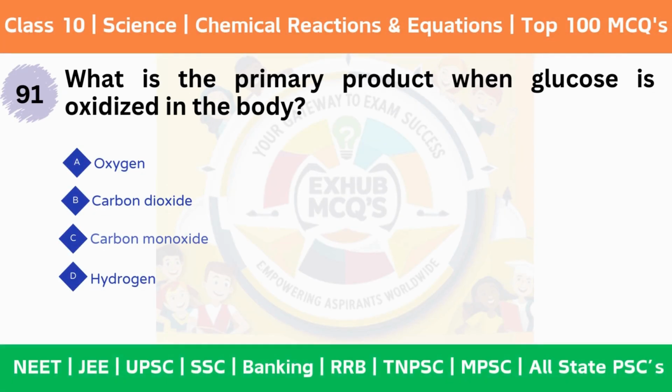MCQ 91. What is the primary product when glucose is oxidized in the body? Option A, oxygen. Option B, carbon dioxide. Option C, carbon monoxide. Option D, hydrogen.